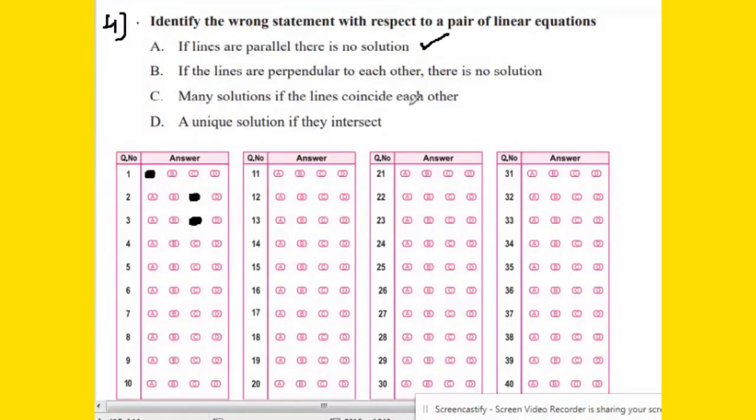Many solutions if the lines are coinciding each other. Yes, in coinciding lines there are infinite solutions. This is also a true statement. Intersecting lines have a unique solution or one solution. It is also a true statement.